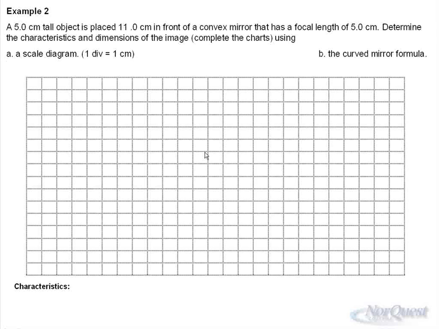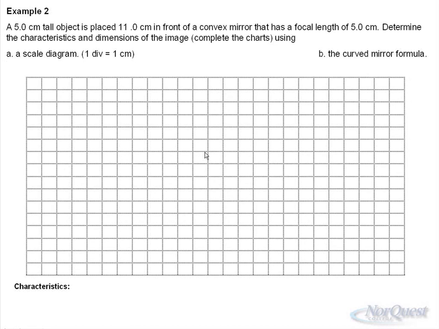Alright, we're going to look at a second example. This time we'll look at a convex mirror so that we've got both cases. A 5 centimeter tall object is placed 11 centimeters in front of a convex mirror that has a focal length of 5 centimeters. Determine the characteristics and dimensions of the image. Again, complete the charts using a ray diagram and then the curved mirror formulas.